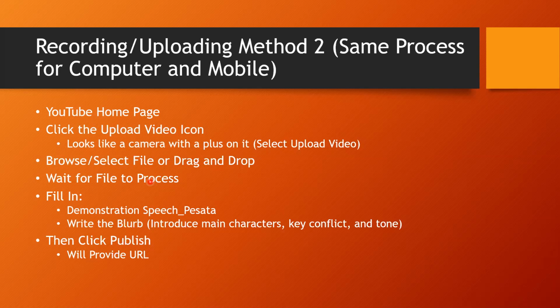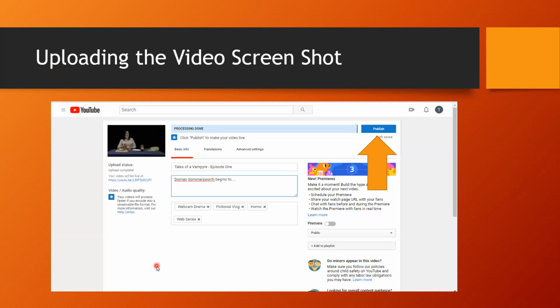When you're completing the information, ignore this note. I have a lot of typos on this, I'm sorry. This is from a totally different class, but do this one. Fill in the title: demonstration speech _ your last name. Then when it's processed, go ahead and click publish, and it'll also provide you the URL.